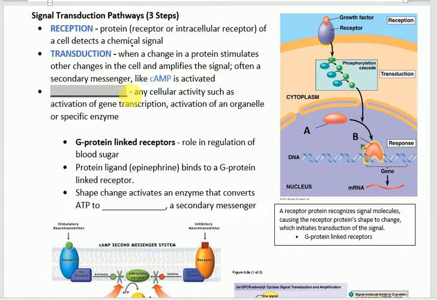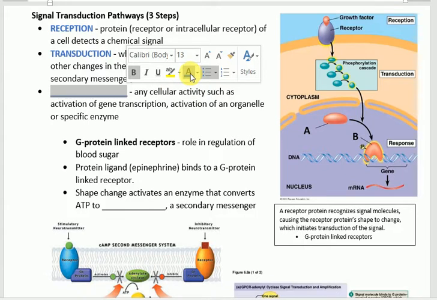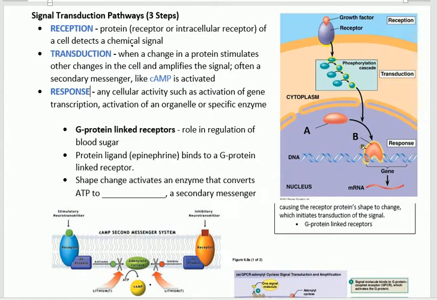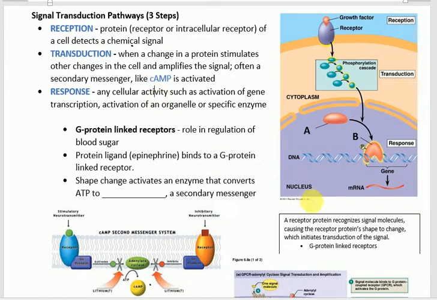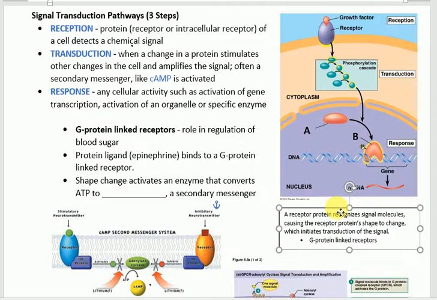And then we have a response. And this is any cellular activity such as activation of a gene and its transcription or activation of an organelle or a specific enzyme. Again, make sure that you pay attention. We have some must-know boxes throughout the lecture that you need to be familiar with and understand those concepts, but I'm not going to take the time to go over them because we have looked at them previously.